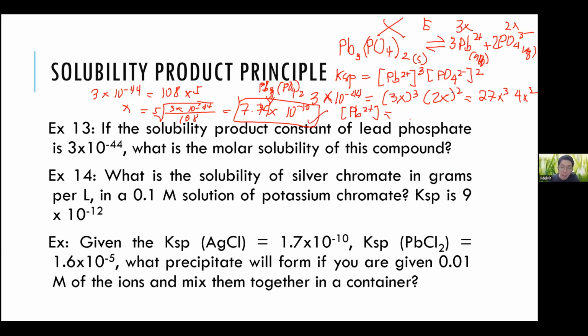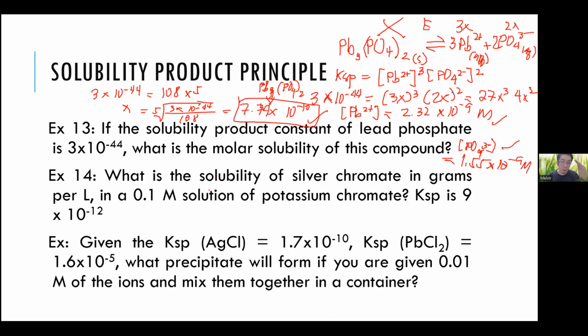But if you want the concentration of lead-2 plus and phosphate ion at equilibrium, you multiply it by 3 for lead, which is 2.32 times 10 to the negative 9 molar. For phosphate, Josh, you just multiply by 2. So 7.74 times 10 to the negative 10 times 2 is 1.55 times 10 to the negative 9 molar. Those are the concentrations at equilibrium. Okay, I think we're good with this one.